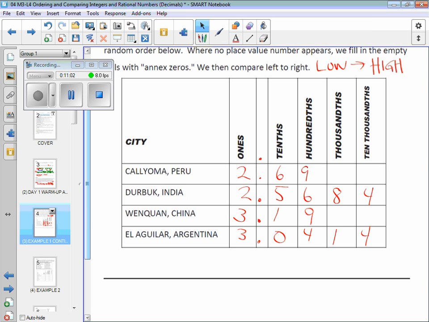Nice. The next thing that you want to do is the routine. It's like when we add them, any place where you see a missing digit, fill it up with what's called an annex 0. Fill up the empty nest with an egg.